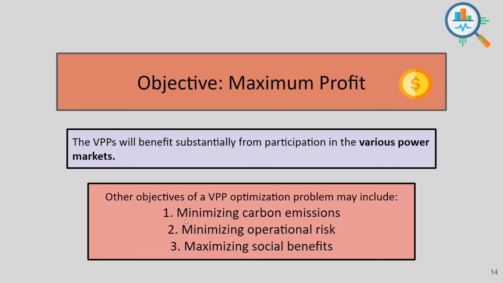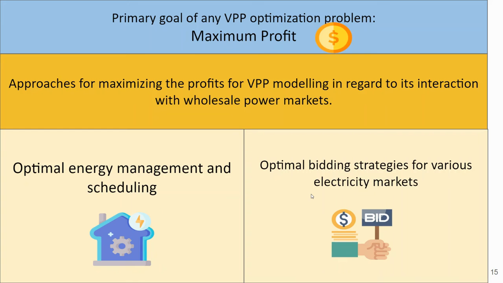Considering these other objectives will make the optimization problem a multi-objective optimization problem, and solving this type of optimization problem is a little bit tricky. The maximum profit for the VPP can be obtained through two different strategies. First is the optimal energy management and scheduling. Second is the optimal bidding strategy for various electricity markets.